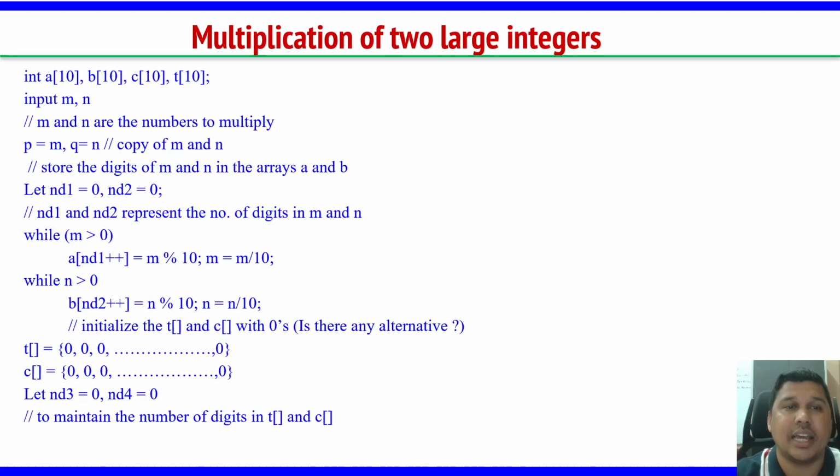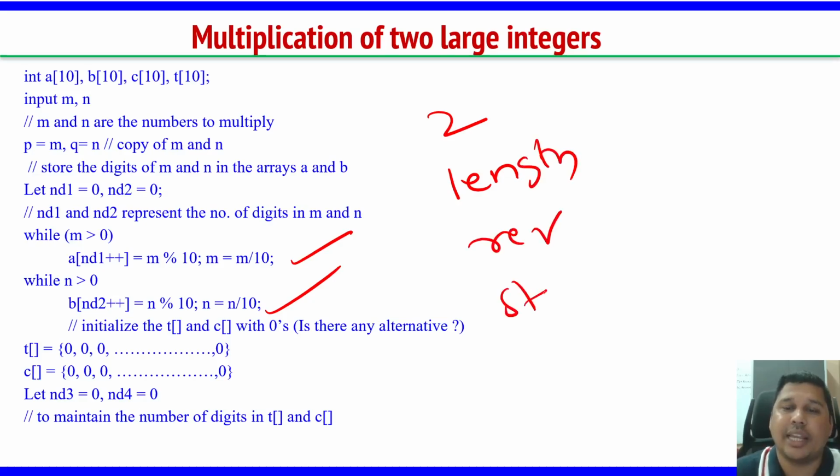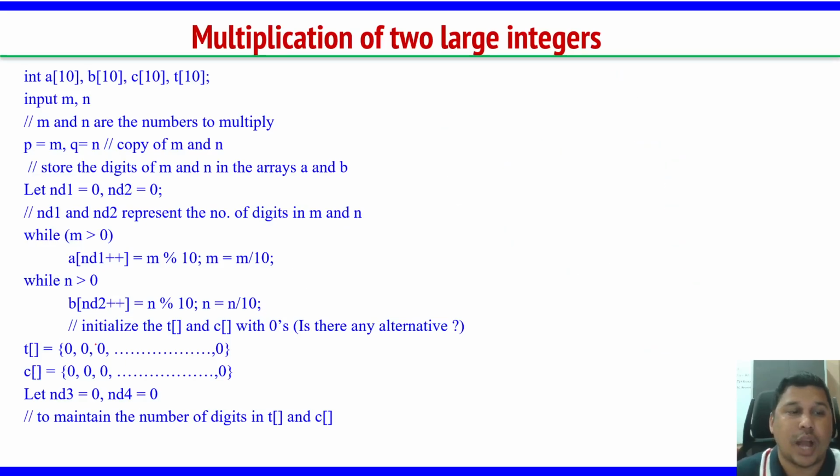So if you summarize, let us see what we are trying to do. These two steps are common. You are reading two strings, finding out lengths, reversing and storing in arrays. These four steps are common. So I have two arrays now, A and B, which contain those numbers in reverse order. Then I am taking two temporary arrays T and C, initializing all with zeros. Now maintain two counters ND3, ND4. Why? That is the counter which tells us how many numbers have been inserted into this C.